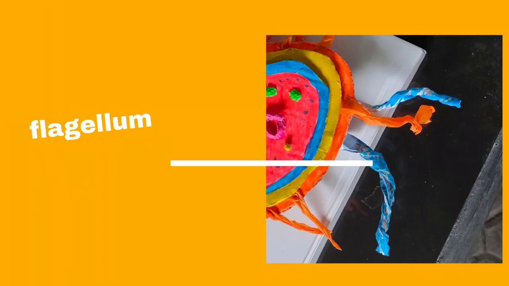Flagellum is a hair-like structure that acts primarily as an organelle of locomotion in the cells of many living organisms. Bacteria can have one flagellum or several.